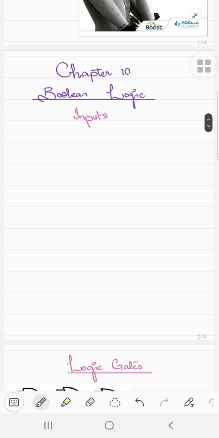Starting off, firstly we have to discuss the inputs for Boolean logic. Most commonly the inputs that we receive are 2 or 3, and it's a really rare case when you receive 4 inputs. So we are not really going to look at those examples, because till now whatever past paper questions that I have solved, I have never encountered any such question with 4 inputs.